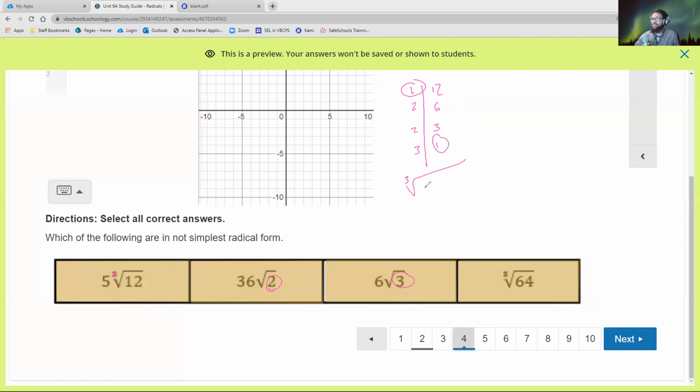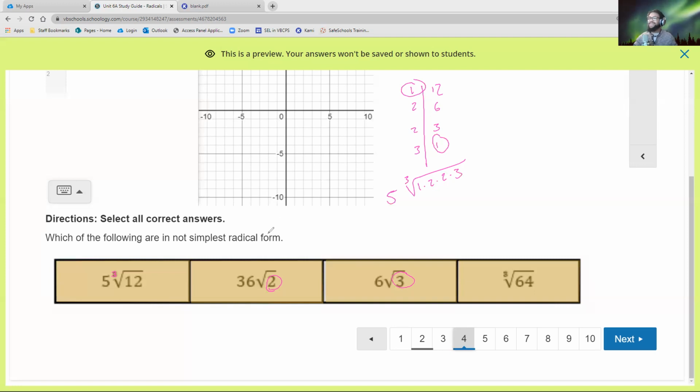I keep my 3 as my index. And I have my 5 still out here. I don't write it really much, right? I don't need it right now, but just so you all know it's still there, I'll write it out. We have this 1 times 2 times 2 times 3.